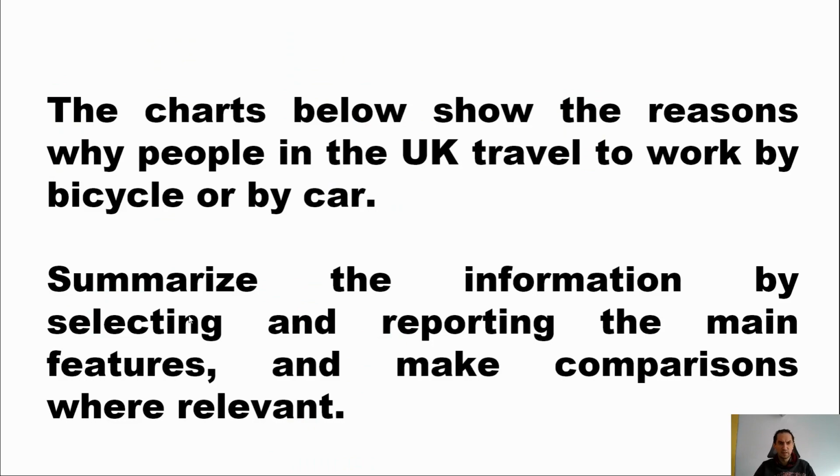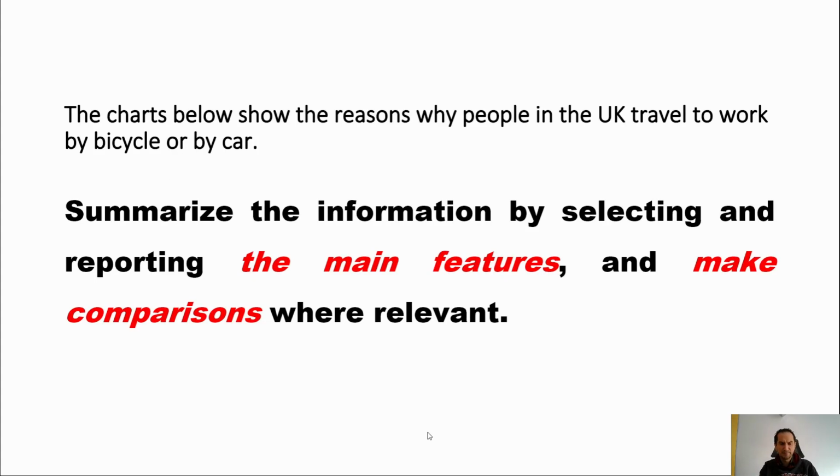Okay, so now we have the explanation that is given to us. It says the charts below show the reasons why people in the UK travel to work by bicycle or by car. Now, summarize the information by selecting and reporting the main features and make comparisons where relevant. This is very important. So, when we are writing our body paragraphs, we have to be careful about these.